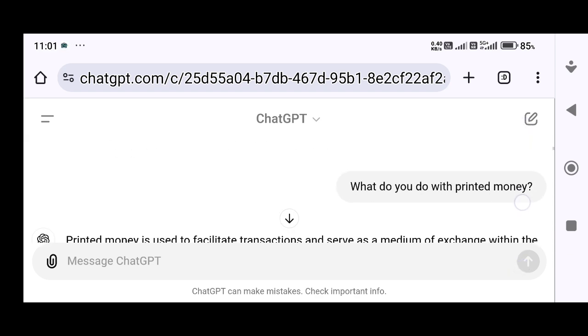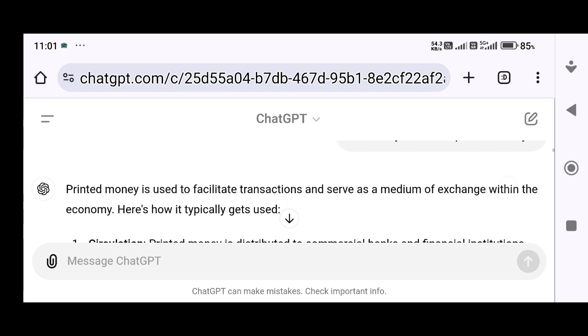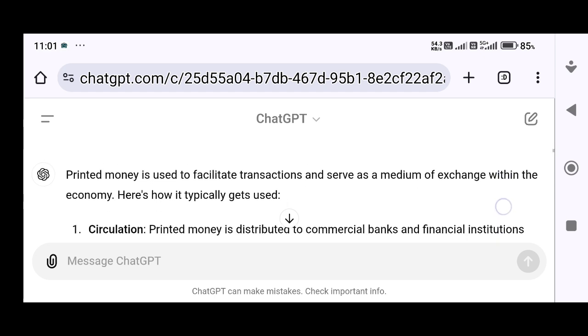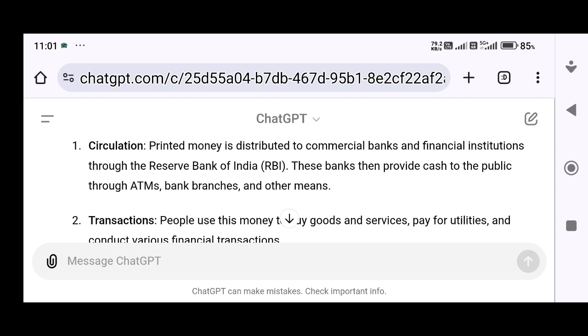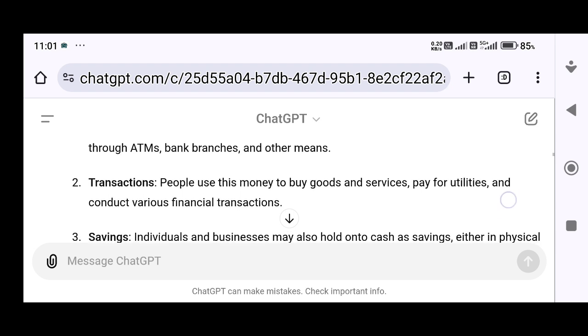Printed money is used to facilitate transactions and serve as a medium of exchange within the economy. Here's how it typically gets used. 1. Circulation. Printed money is distributed to commercial banks and financial institutions through the Reserve Bank of India, RBI. These banks then provide cash to the public through ATMs, bank branches, and other means.